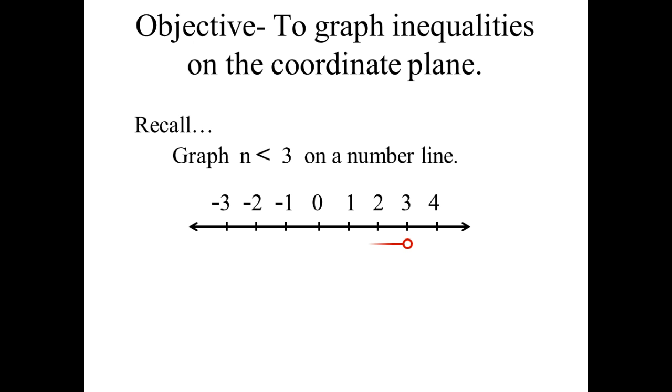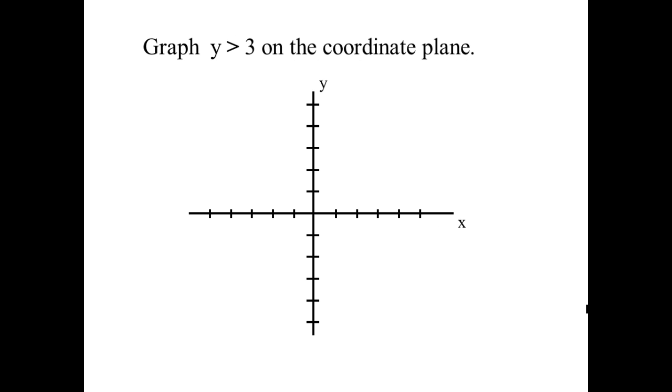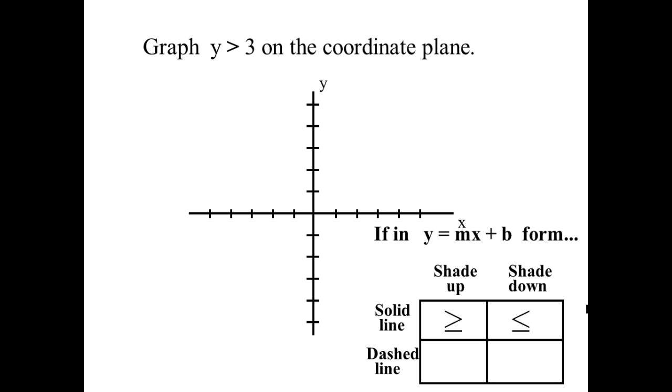The rest of it is pretty much like, is it open circle or closed circle? Is it going to the left, going to the right? Except with two variables, it's going to be shading and dashed and solid lines. So instead of open and closed circle, we have a solid line, dashed line. This time the sign is greater than. Normally this would be an open circle since it's greater than, but with two variables we do a dashed line.